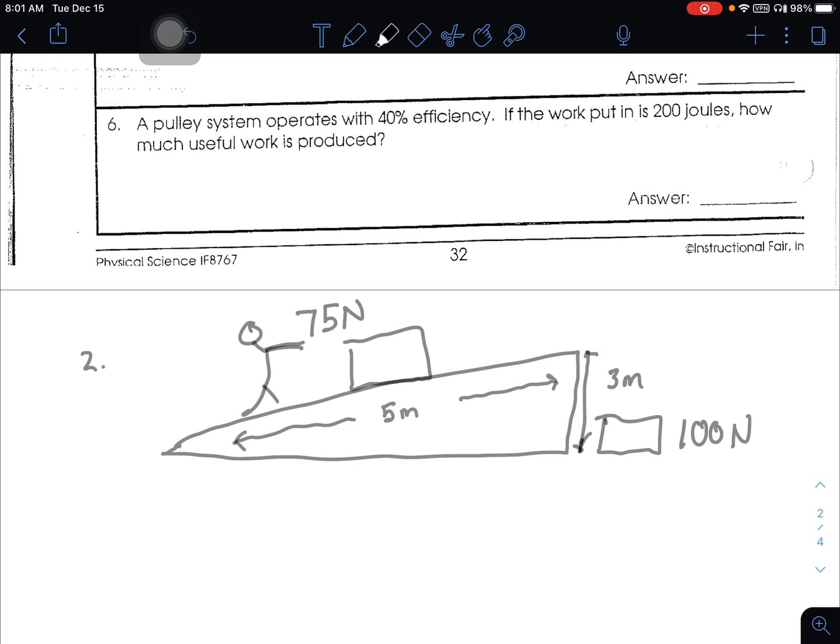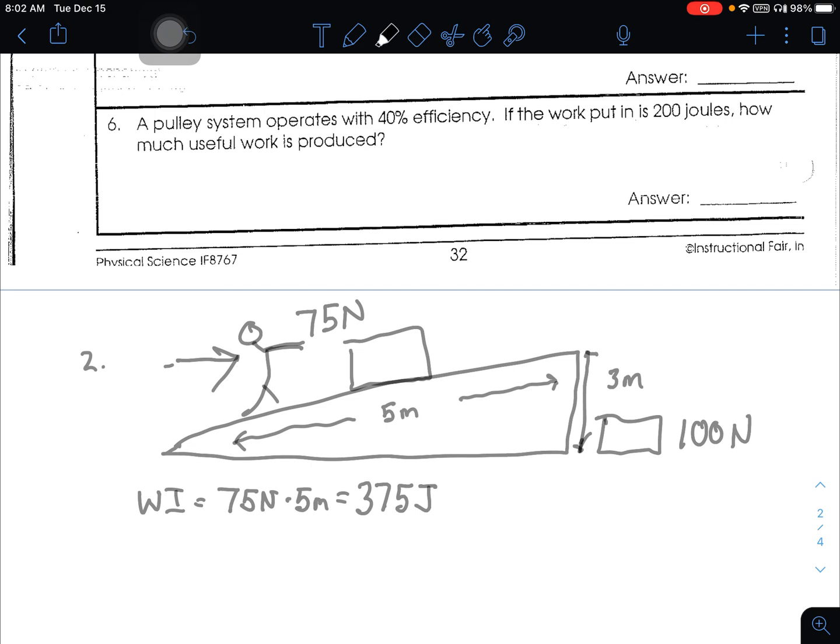Okay? So what I have in this problem is the user of the machine, this guy here, is going to be doing the work input on the machine, right? He applies a force of 75 newtons over a distance of 5 meters. 75 times 5 is equal to 375. It's going to be 375 joules of work input.